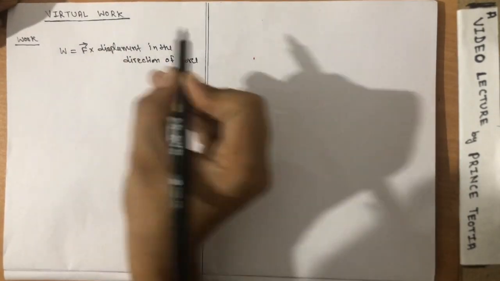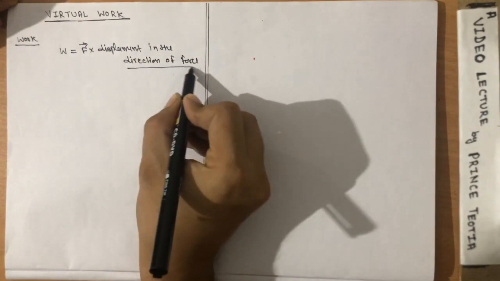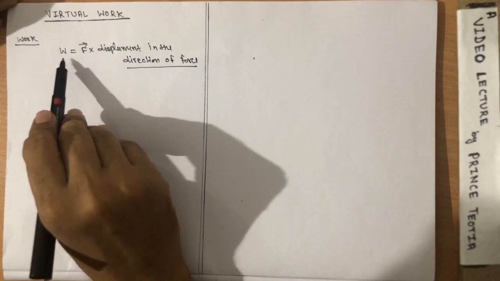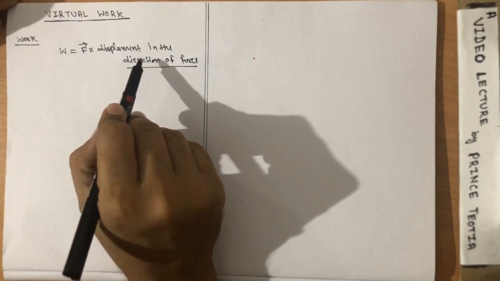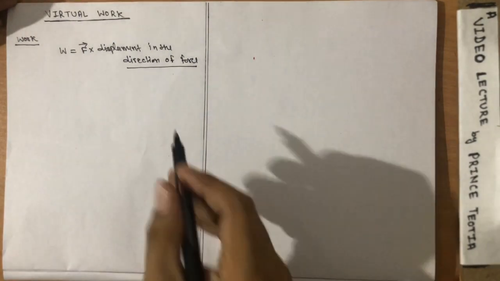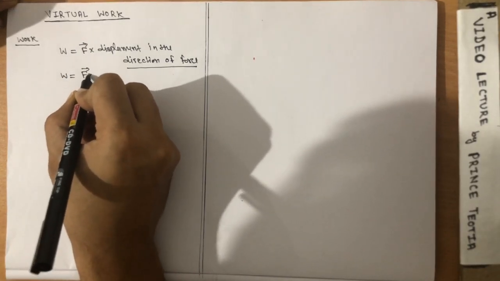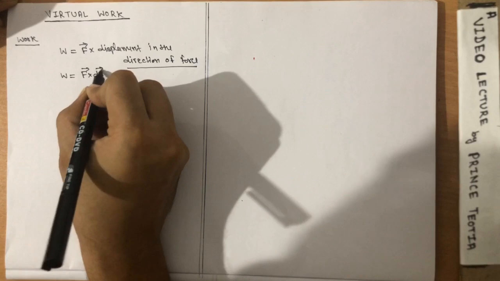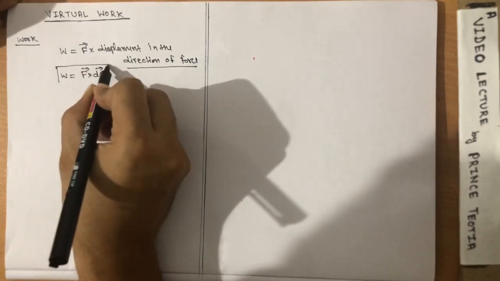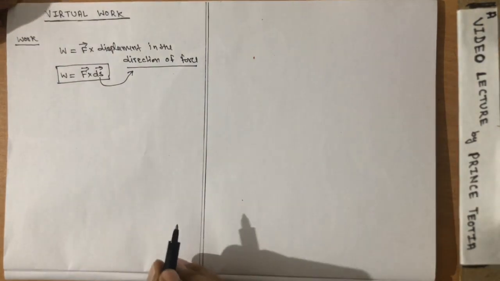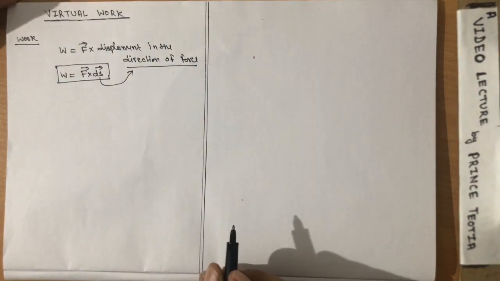This is also the vector quantity and this is also the vector quantity. The most important thing is this: work is the product of the force and displacement in the direction of the force. So W will be F into ds, and ds is the displacement in the direction of the force.